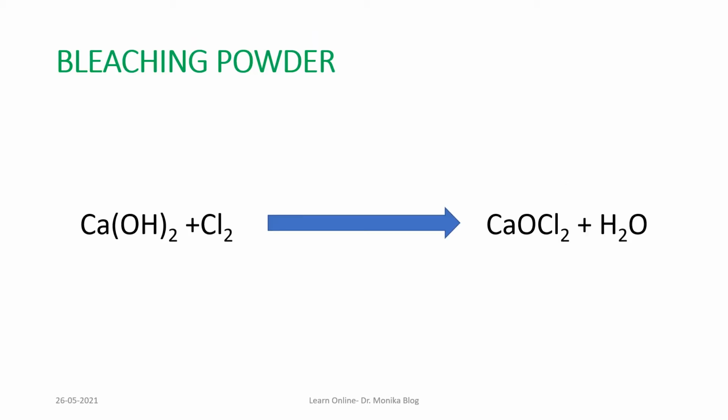Now how is bleaching powder, that is CaOCl2, formed? When slaked lime, Ca(OH)2, reacts with chlorine, then formation of the product CaOCl2, that is bleaching powder, takes place, plus water molecule.